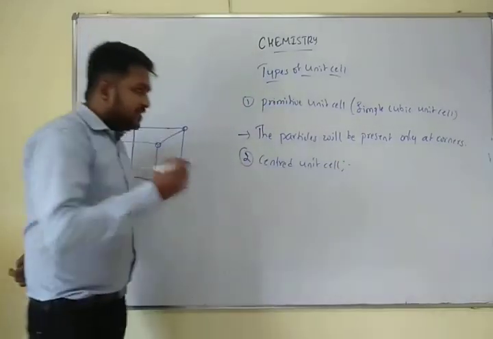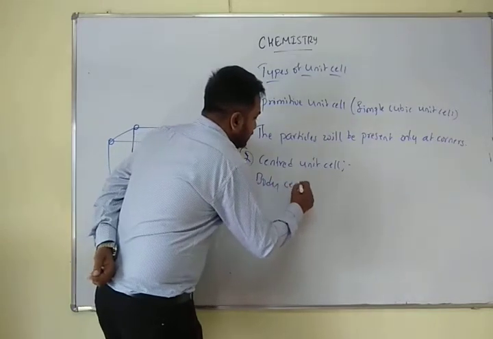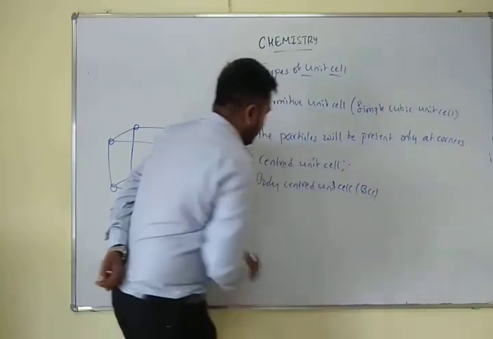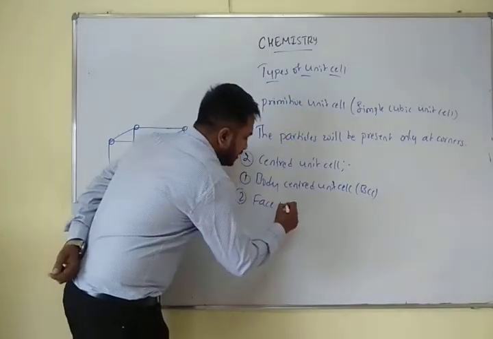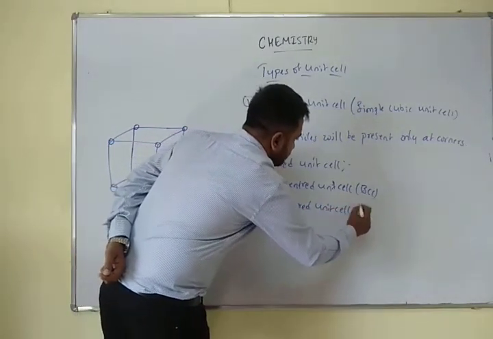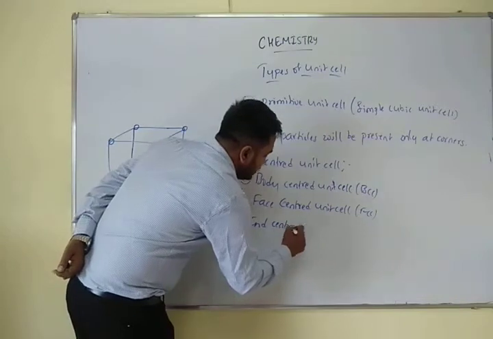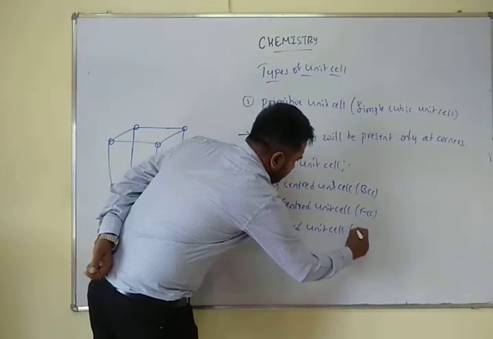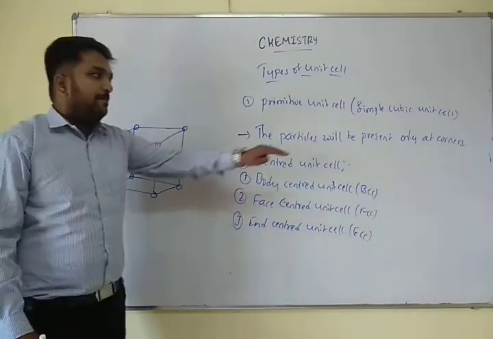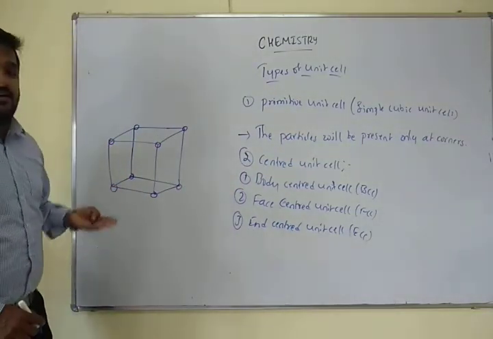Centered unit cell. So in this centered unit cell we have further types, that is body centered unit cell, we call it as BCC, and the second one is face centered unit cell, FCC, and third one is end centered unit cell. We call it as ECC. It means that in case of centered unit cell, the particles will be present along in any of the faces, in any of the center, along with the corners.